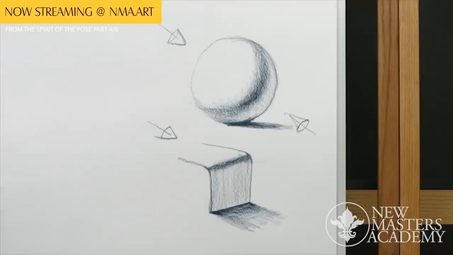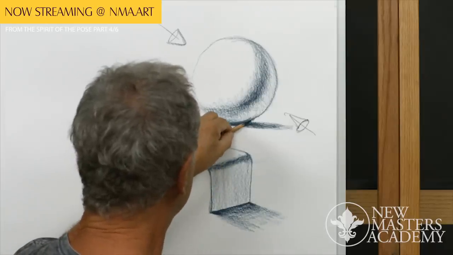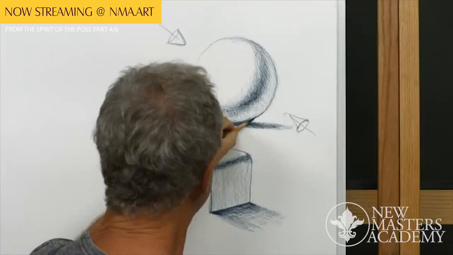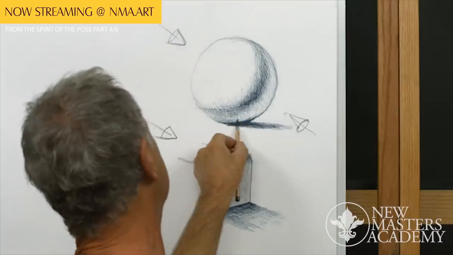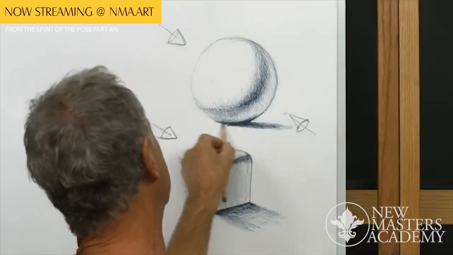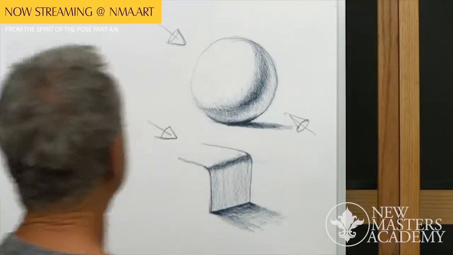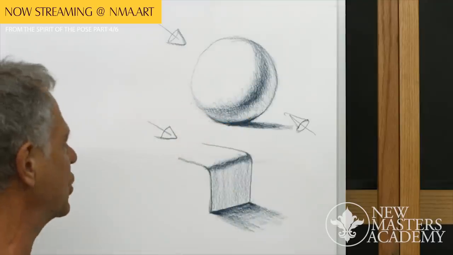All right, so you kind of get that idea about it. How you describe these edges is strictly up to you. You can use line or not. Okay, so we have local tone, core, reflected light, cast shadow.